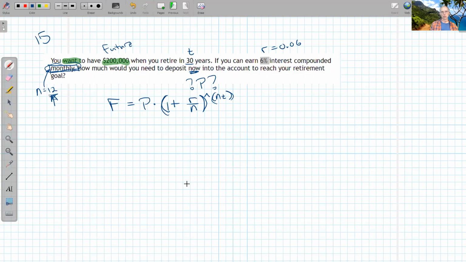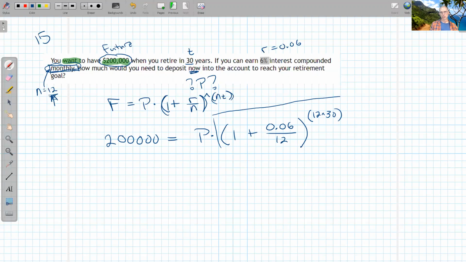Yeah, so next I need to plug in. The important thing here is noticing that the 200,000 isn't the present value, it's the future value. So that's going to give me 200,000 equals P times parentheses 1 plus that 6% as a decimal, 6/100ths over 12. Only the 6/100ths is divided by the 12, not the 1. And then my power is 12 times 30.